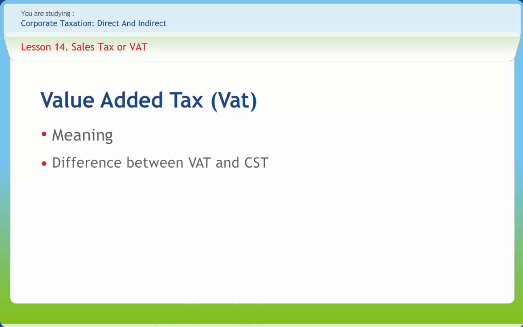Now let's study the difference between VAT and CST. Under the CST Act, the tax is collected at one stage of purchase or sale of goods. Therefore, the burden of the full tax is borne by only one dealer, either the first or the last dealer. However, under the VAT system, the tax burden would be shared by all the dealers from first to last. Then, such tax would be passed on to the final consumers.